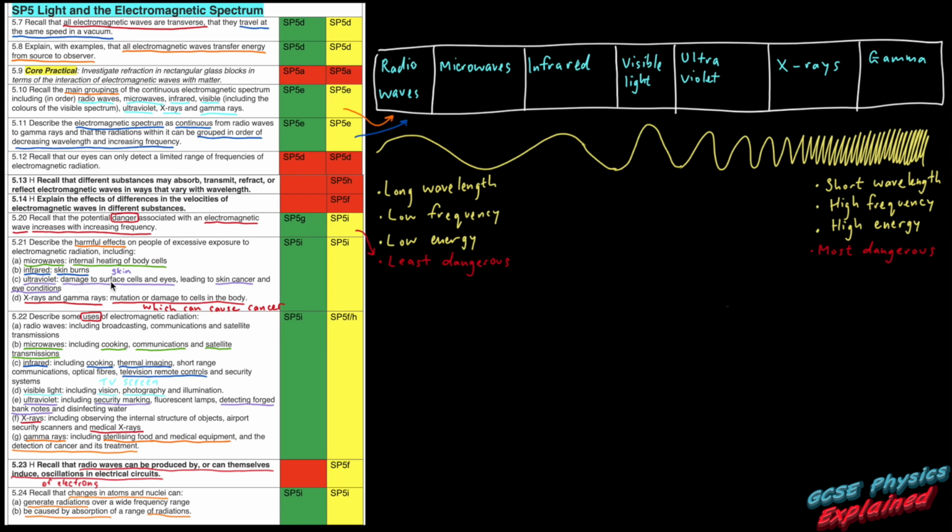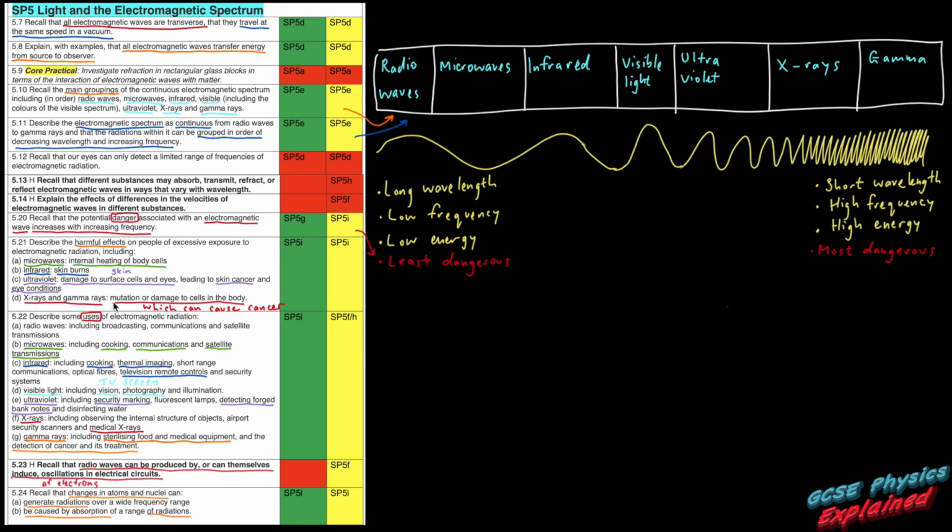Ultraviolet does damage to surface cells and eyes. So surface cells just is like your skin cells. So too much sun can damage your eyes and it can damage your skin. It could lead to skin cancer and eye conditions. So be specific. If it asks about ultraviolet, don't just say it causes cancer, say it causes skin cancer. Because ultraviolet can't penetrate inside the body, it just lands on the skin.